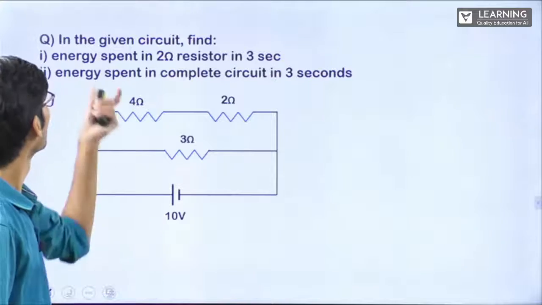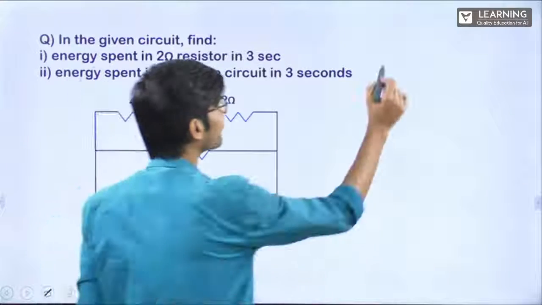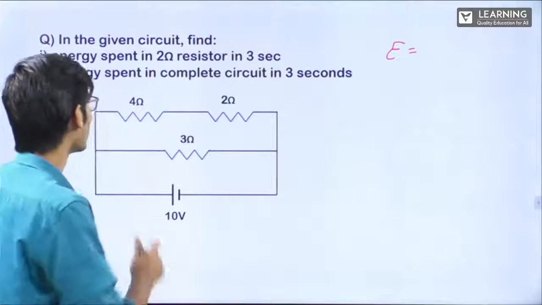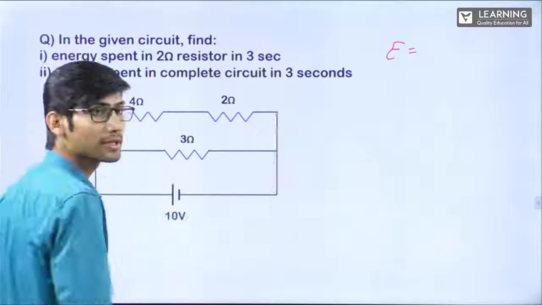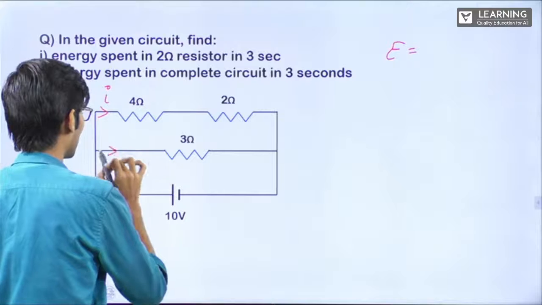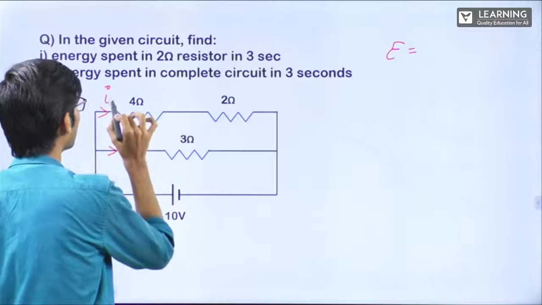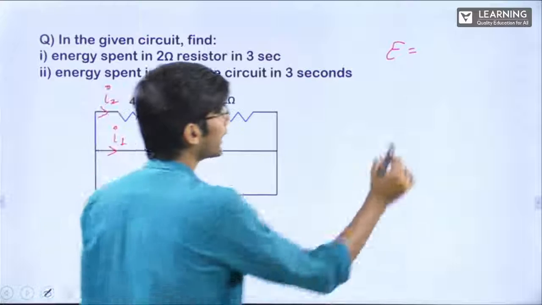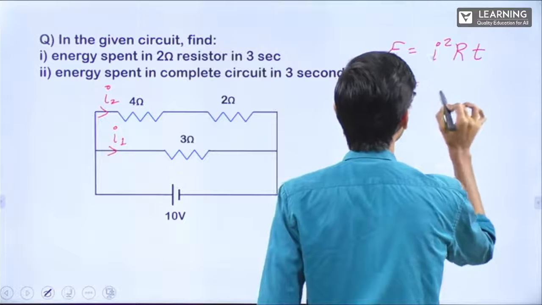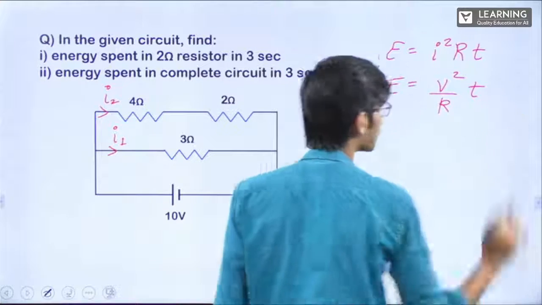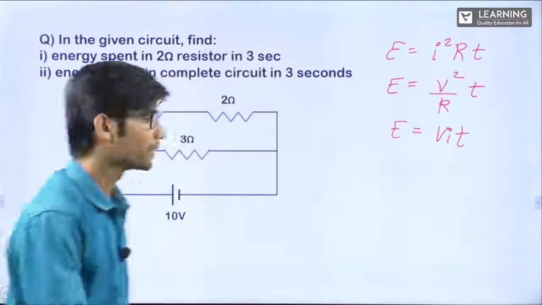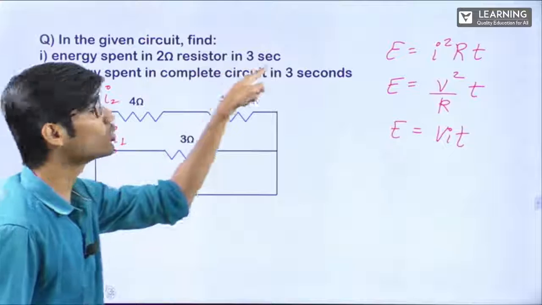See, understand. For finding out the energy, what all do we need? If the resistances are in series, that means what will be the same in this entire thing? Current. So we need to find current. This will be, let's say, I1, this will be, let's say, I2. Fine. Energy is equal to I square RT, or energy is equal to V square by RT, or energy is equal to VIT. Correct?